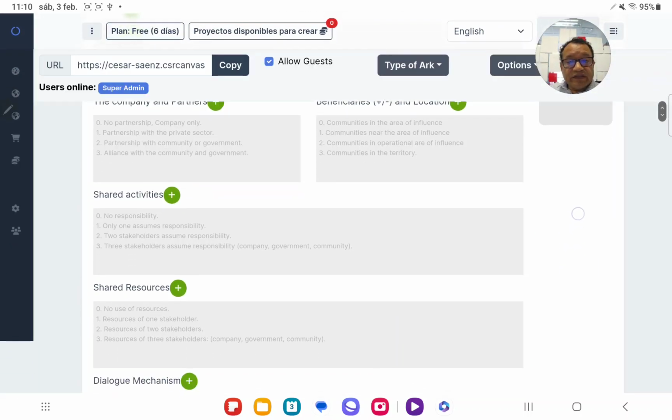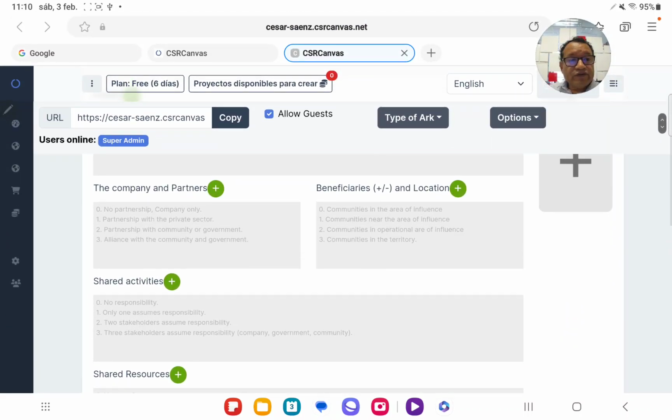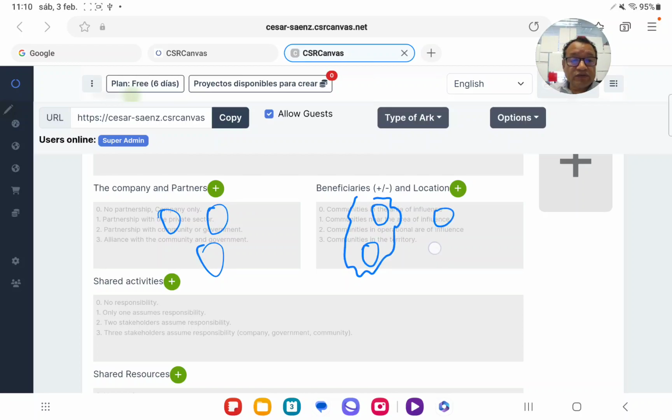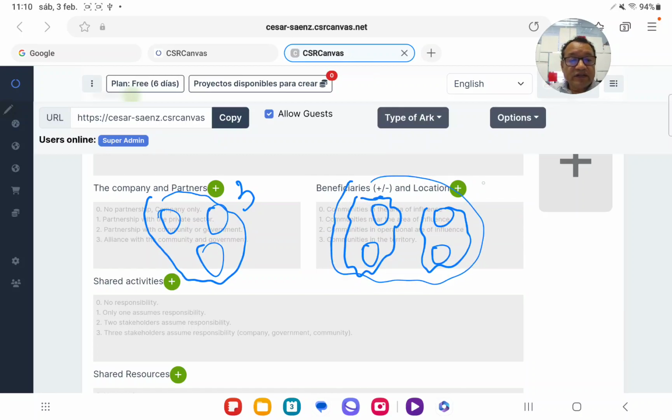Okay, let's go to the share activities. So you have to identify the company and also partners. Here you have 3 stakeholders. And also you have to identify the beneficiaries. It could be maybe 2 direct beneficiaries and maybe 2 indirect beneficiaries. So for this you have 3 stakeholders, and here you have 4 stakeholders, and you have 7 stakeholders identified in these projects.